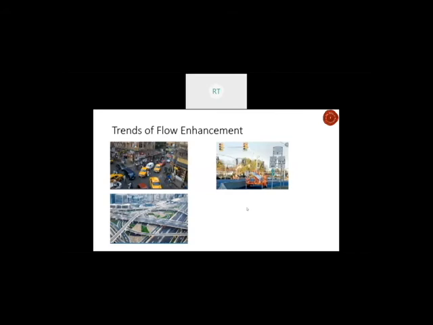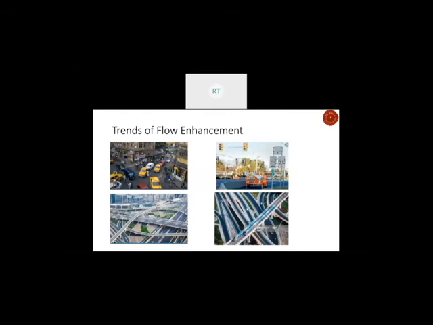So you see these multiple highways, bypasses, overhead bridges that you see there. And then you bring in additional modes of transportation as well. You see metro rails there right on top of these bridges. So that's the trend of flow enhancement. I've tried to bring in an example from the perspective of traffic control so that everybody would be in a position to relate to it.